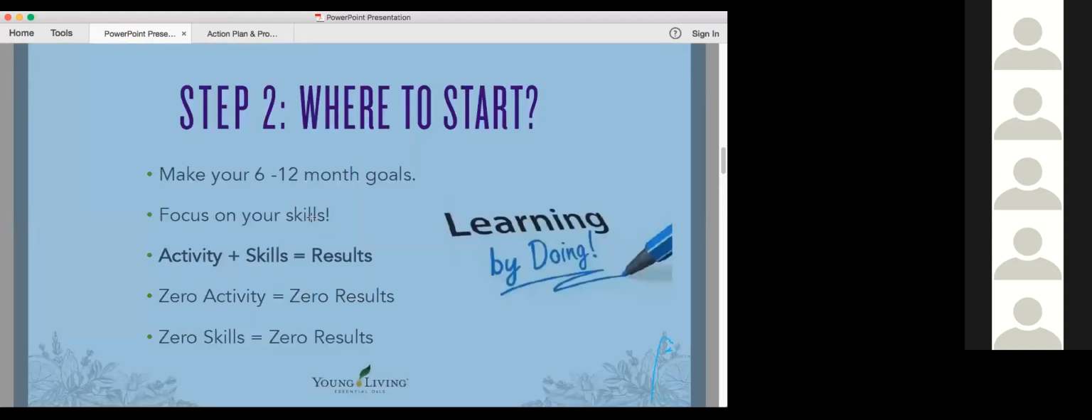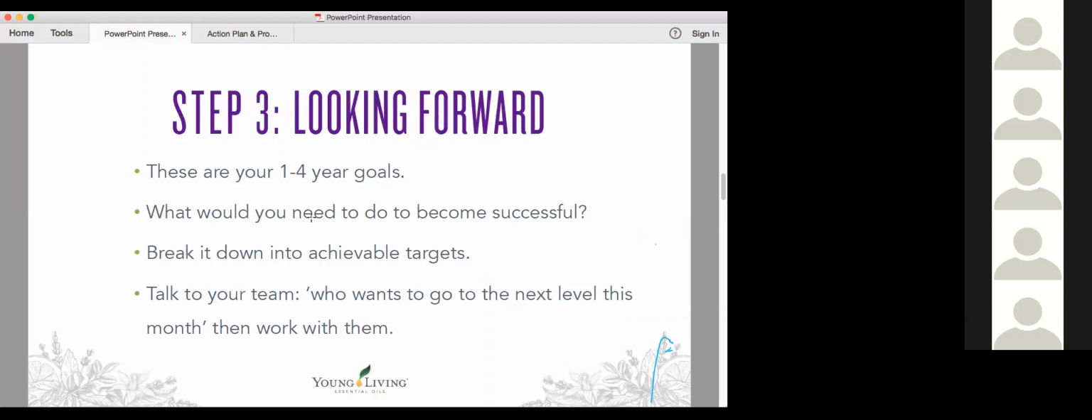So our next one is, once we've got our activities and our skills ready and we're working really hard on those things for the first 6 to 12 months, we want to look forward to our job replacement goal. So basically, what you need to ask yourself is, if you're looking to replace your current income, what does that mean to you per month? You need to talk to your team as you're going along, and who wants to go with you? Who wants to go to the next level, and then personally work with them?